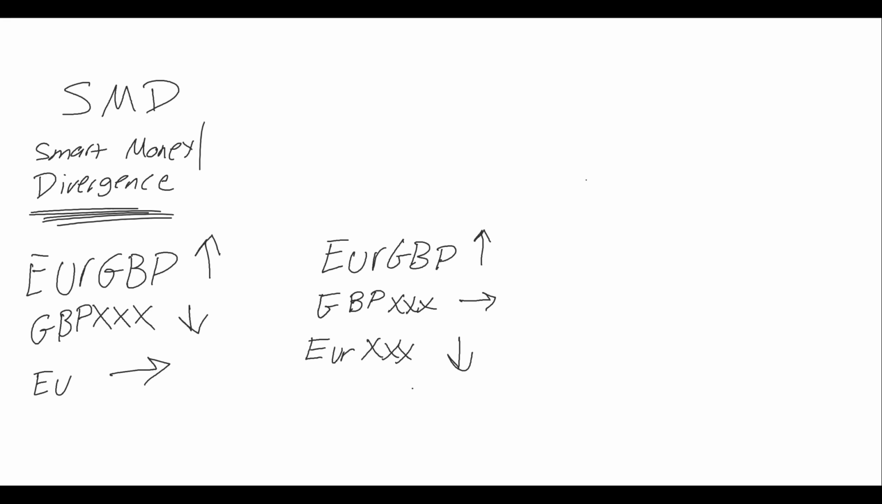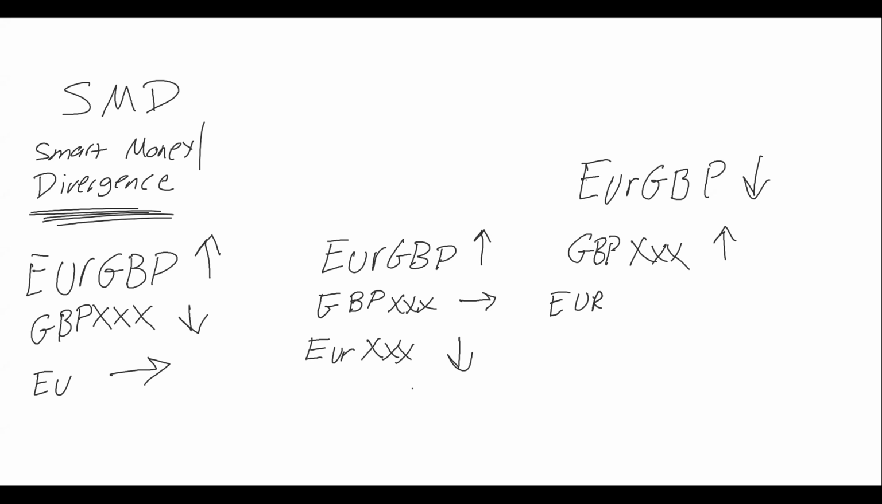Now let's say Euro GBP goes down, and let's say GBP USD, or GBP, whoops, I can't spell apparently, GBP XXX will go up, then what's going to happen with Euro XXX? What do you think is going to happen? What is it going to do? Most likely consolidate. Perfect. It's most likely going to consolidate. Very, very good.